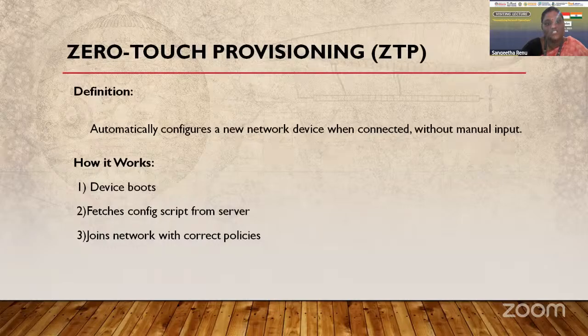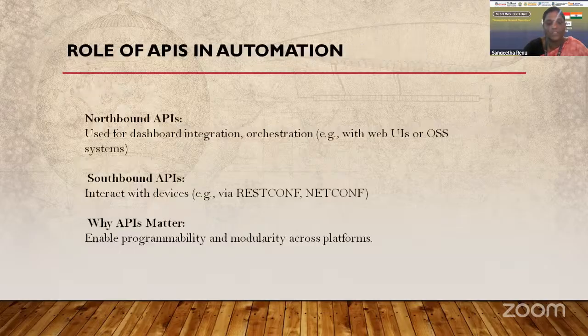Next, zero touch provisioning. Definition: automatically configure new network devices when connected, without manual input. How it works: the device boots, fetches a configuration script from a server, and joins the network with the correct policies.